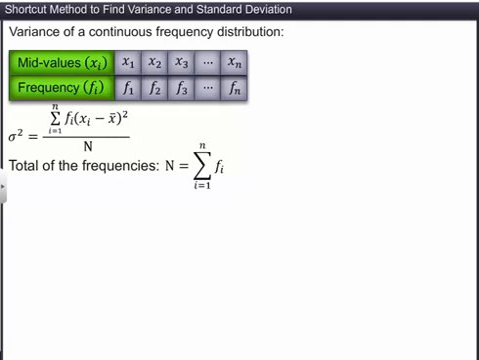Many a time, the values of xi in the discrete frequency distribution or the mid-values in the continuous distribution are large. In such cases, we end up doing heavy calculations to find the mean, variance, standard deviation, and so on. To avoid such tedious and time-consuming calculations, we use the step deviation method by working with an assumed mean. Let the assumed mean be A.